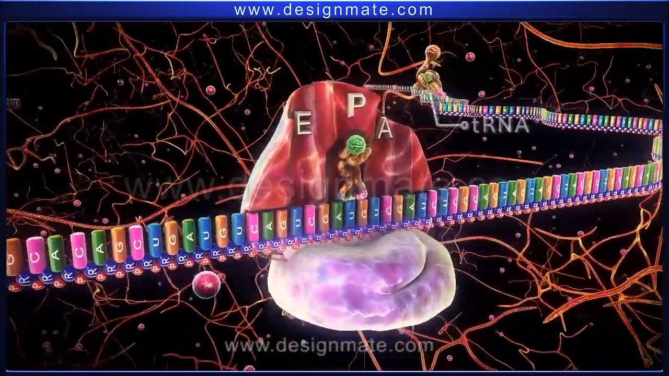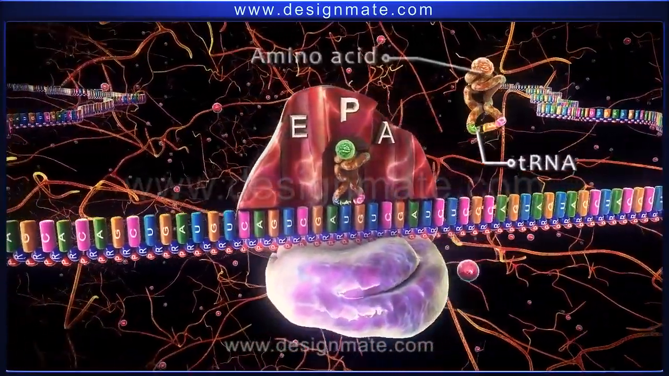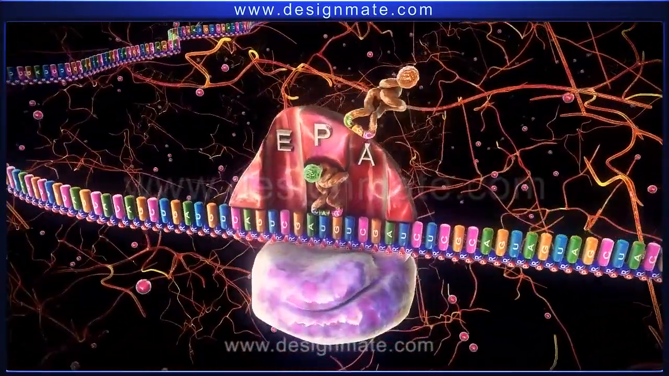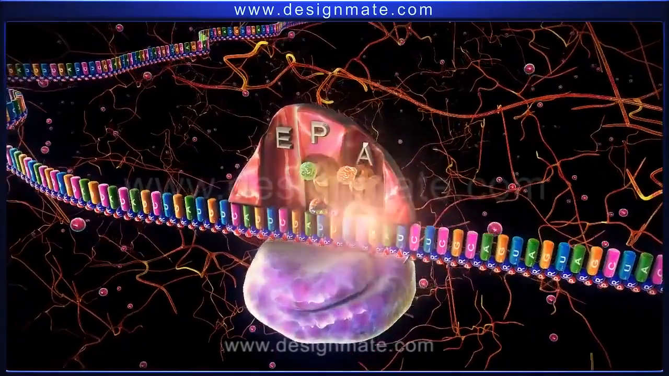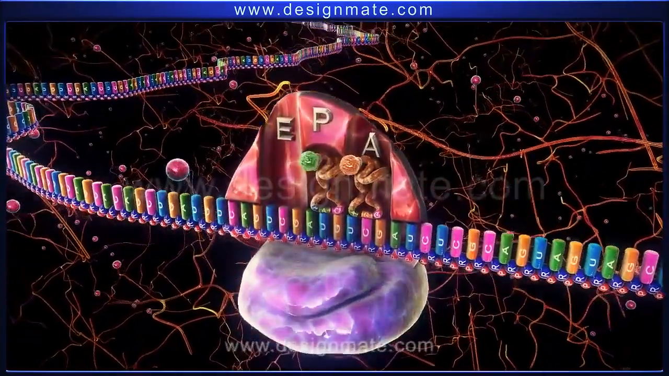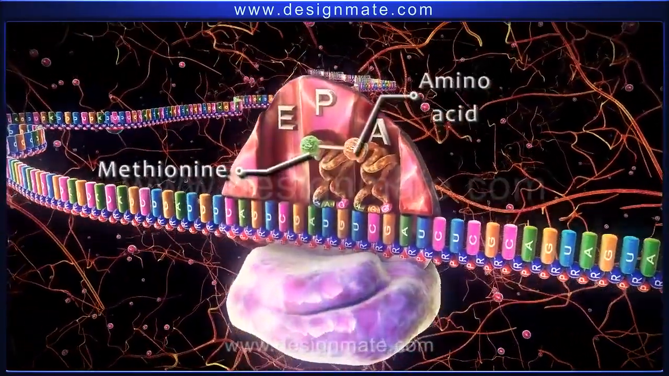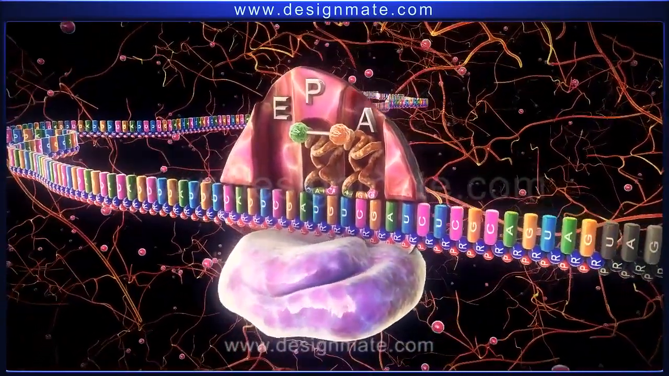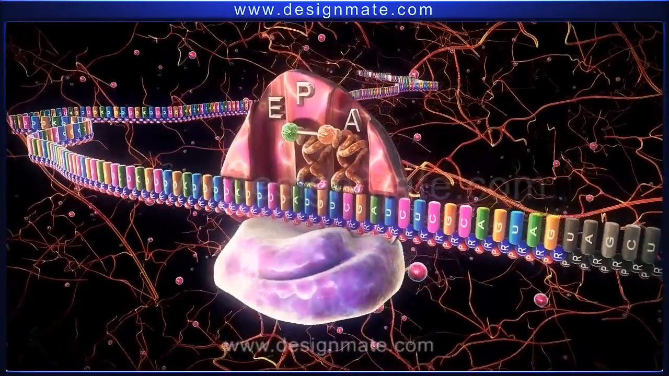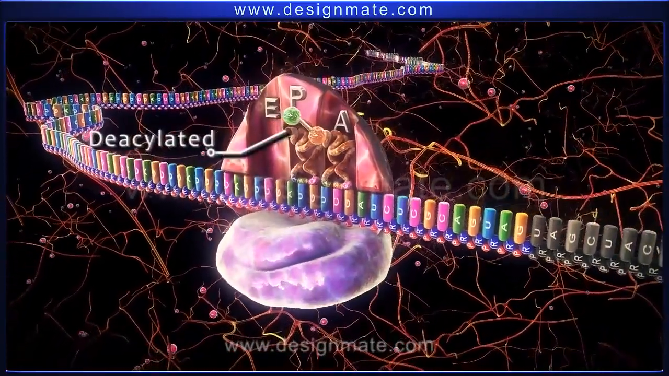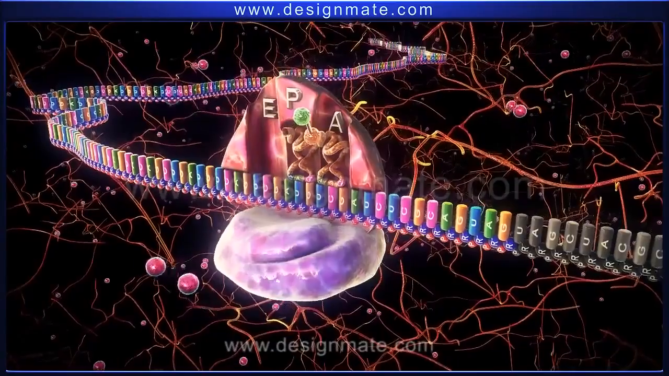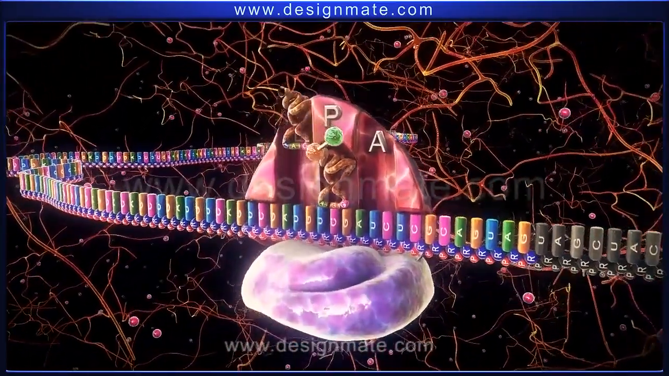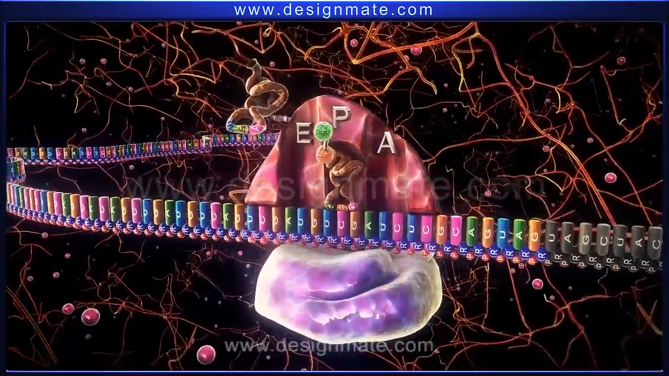During this stage, another tRNA carrying a molecule of an amino acid approaches the mRNA ribosome complex and fits in the A site. Then a bond is formed between methionine and the amino acid molecule on the tRNA. As a result, met-tRNA becomes deacylated. The ribosome then advances a distance of 1 codon and the deacylated tRNA shifts to the E site from where it dissociates.